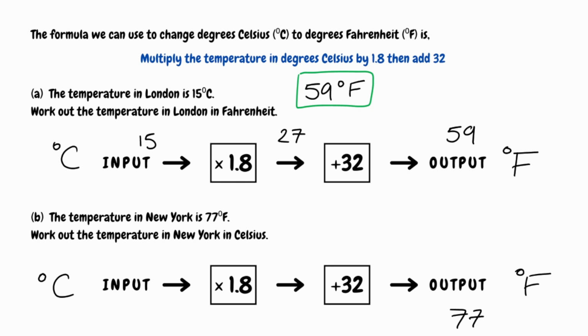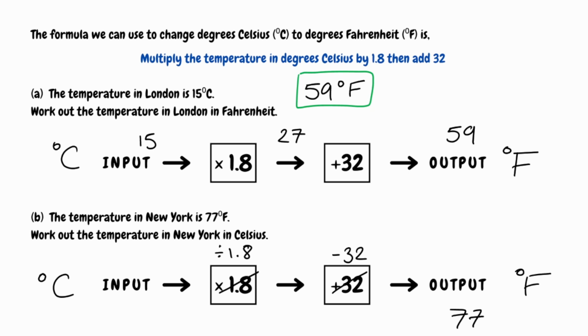So when we're working backwards towards the input to figure out what that would be in Celsius, we need to do the opposite operations. So because we're working against the function machine this time, instead of doing plus 32, we need to take away 32. And instead of multiplying by 1.8, we need to then divide by 1.8.